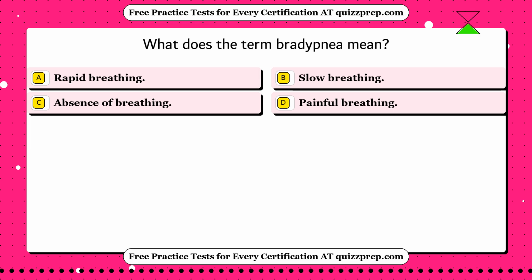Question 86. What does the term bradypnea mean? Option A, rapid breathing. Option B, slow breathing. Option C, absence of breathing. Option D, painful breathing.